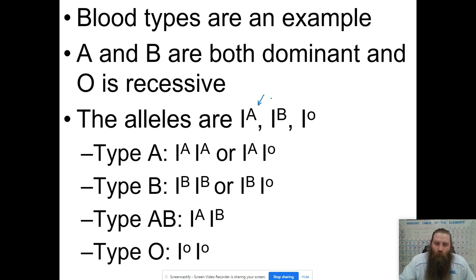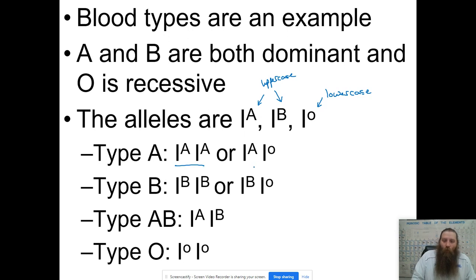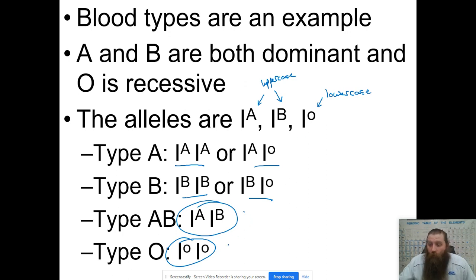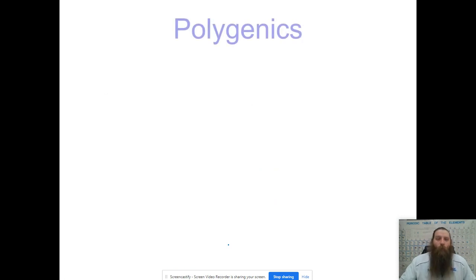Now notice, these are both uppercase. And in this case, we have a lowercase allele. So type A blood can be big A, or big A, little o, because remember, O is recessive. Type B would be big B, or big B, little o. Type AB, you would have one of each, A and B factor. And type O, you would have to have just recessive. So this is a great example of codominance.